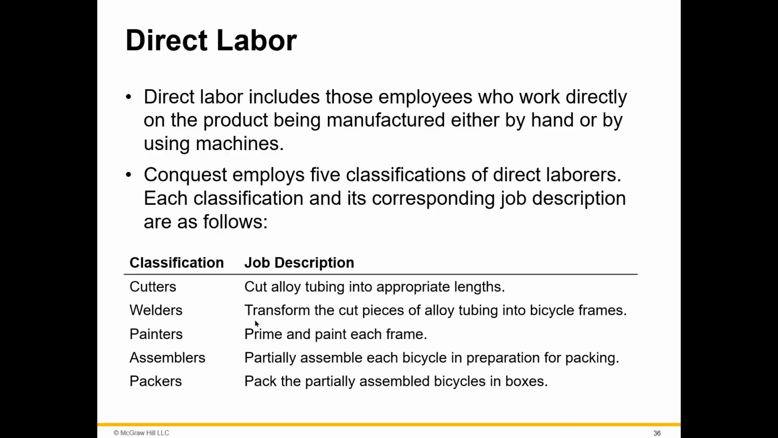All right, direct labor. Well, these are our employees, and they're working directly on this. And Conquest says, I've got 5 categories. I've got cutters, welders, painters, assemblers, and packers. And each of these are direct laborers. They put together, you can see the impact of what they've done in order to deliver the final product.